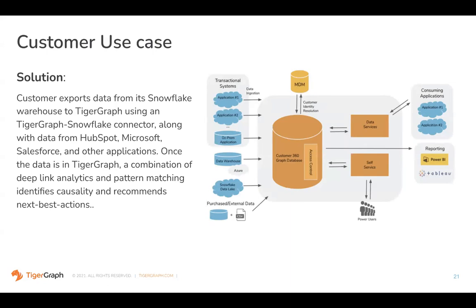And after using a combination of deep link analytics and pattern matching, they were able to identify and recommend the next best actions. They also used a visualization toolkit, which could customize and provide the recommendations based on exactly the information they were looking for from a pain points perspective. So basically, with this connector, the whole pain of incorporating data, moving data from Snowflake to TigerGraph, which would have taken a long time to build, was addressed in a timely and easy way.